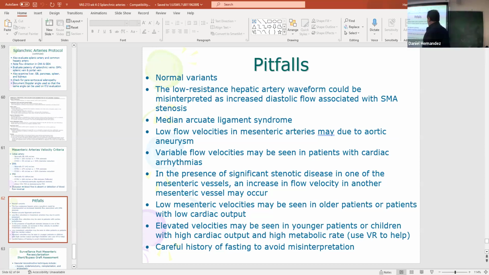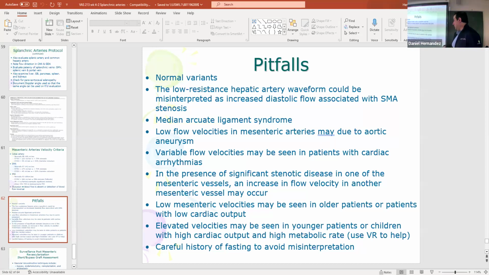You might have low flow or low velocities in those mesenteric arteries. That may be due to an aneurysm, when in actuality those vessels appear stenotic. You might see something that looks pretty calcified and narrowed, but the velocities aren't high because they have an aortic aneurysm, so the velocities are very slow in the aorta. The slow velocities proceed on into those mesenteric vessels, so be careful of that.